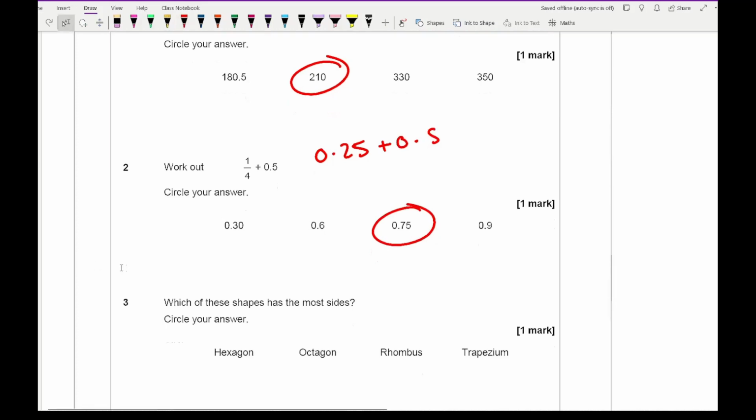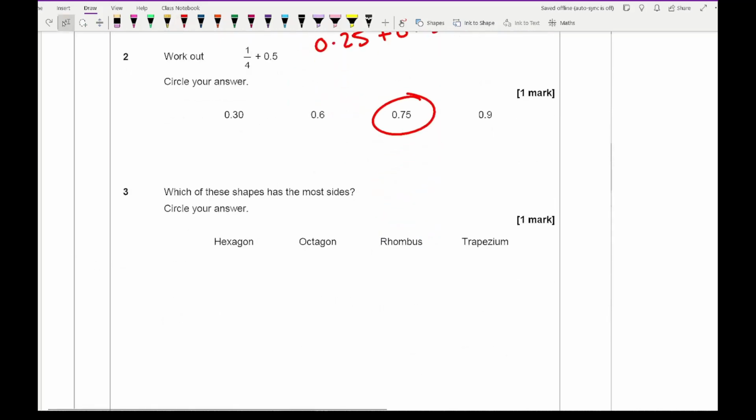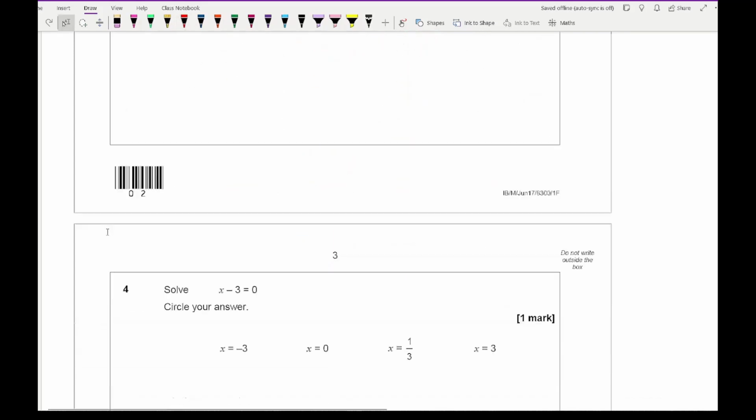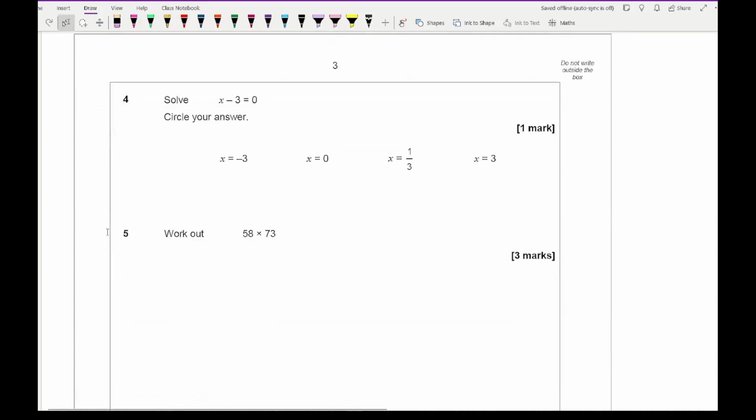Then it says which of these shapes has the most sides. So in terms of recognizing these, one has got 6, one has got 8, the rhombus has got 4, a trapezium's got 4. Moving on to question 4, it says solve 3 minus x equals 0. So what do we take away from 3 to get 0? That's going to be 3.